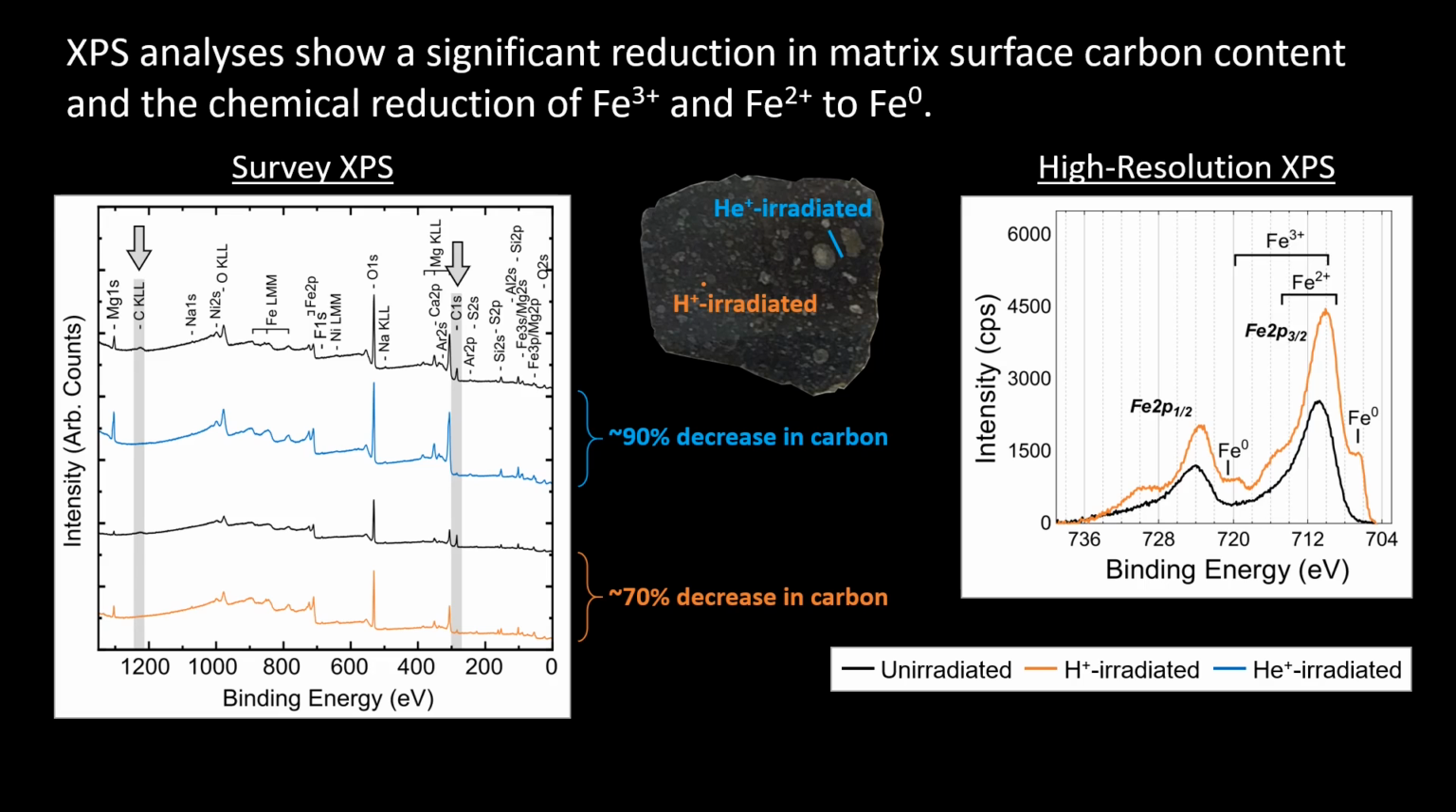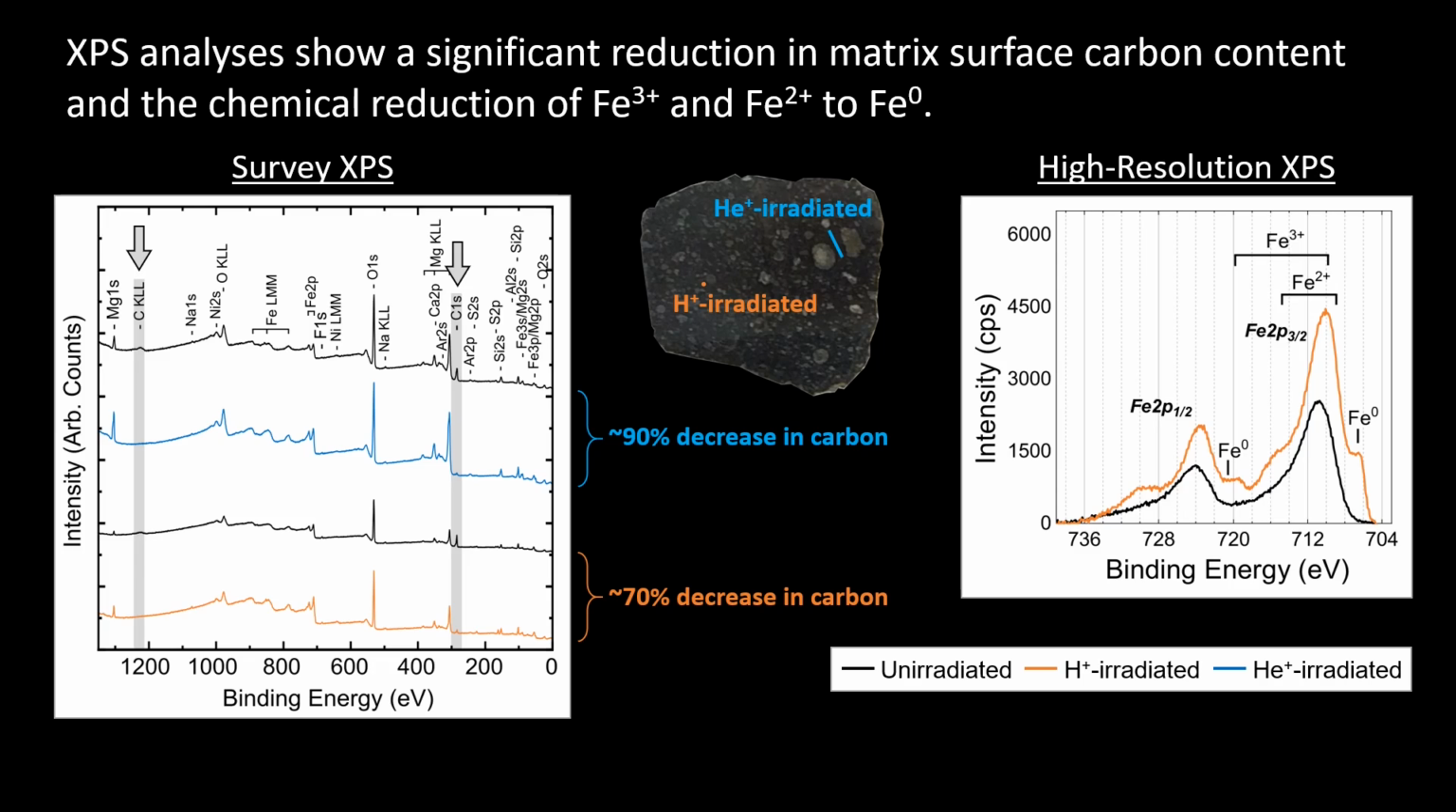So for the remaining slides, just keep in mind that the black line represents the unirradiated surface, the orange line represents the hydrogen irradiated surface, and then the blue line represents the helium irradiated surface. So the shape of the spectra on the left remained largely the same before and after irradiation. The one major difference is in the surface carbon content. After irradiation, the two carbon peaks, which are indicated by the gray arrows, are removed. Surface carbon abundance decreases by around 90% in the helium irradiated region and around 70% in the hydrogen irradiated region.